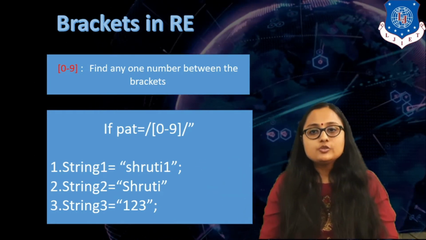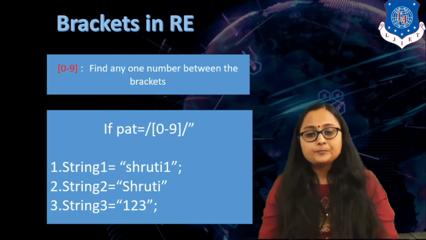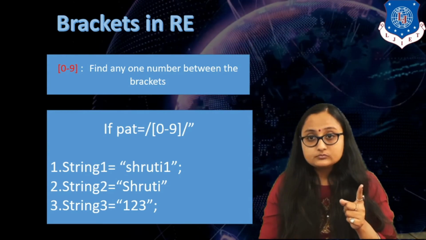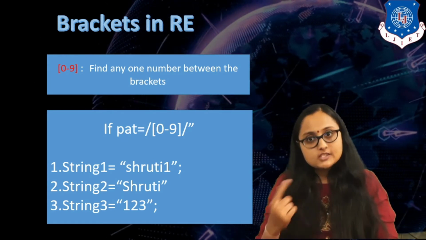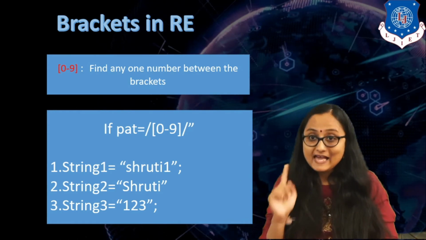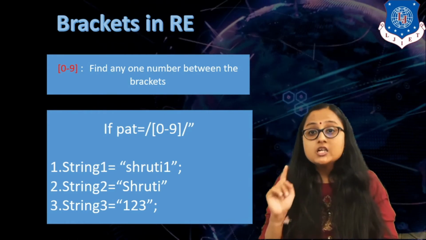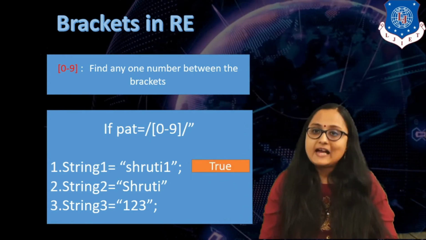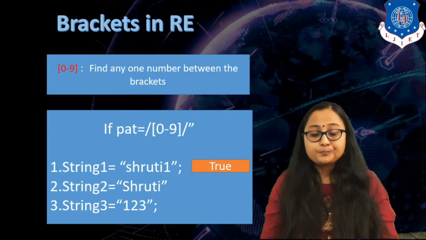For string 1, you can see my string 1 is Shruti1. So according to the pattern, I should have minimum one number inside my string. So is it present? Yes, Shruti1 consists of 1. That means it has minimum one number from the range 0 to 9. So according to this pattern, my string is valid. So the test method will return true.